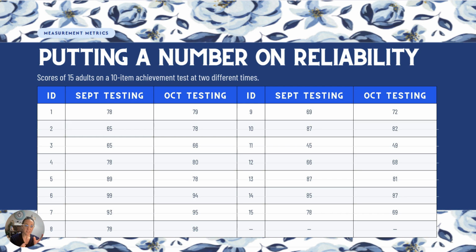If you notice these September and October scores, you see person 1 has 78, 79. Person number 9 had a 69, 72. Fairly consistent across them, though. So none of these people are identical, but they're all pretty similar. That similarity produces a strong correlation. And as a matter of fact, when we run the numbers on this for their correlation coefficient, it came out at a 0.90, which means that they're pretty strongly correlated. So when we see strong relationships like this over time, we gain confidence that that measure is reliable.